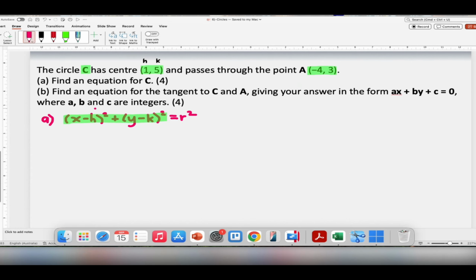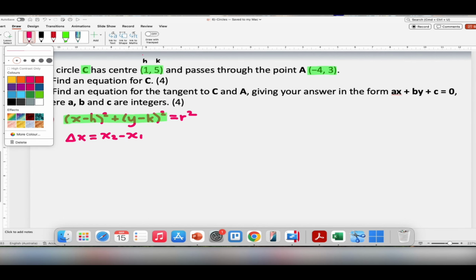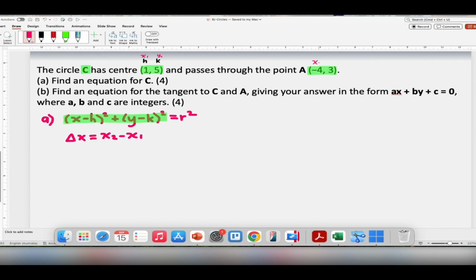What we are going to do first is find the difference in our x values and the difference in our y values, because that will give us the radius. So let's find the difference in our x values. Delta x is equal to x2 minus x1. This is x1, y1, x2, y2. So here we have -4 minus 1. That gives us -5.